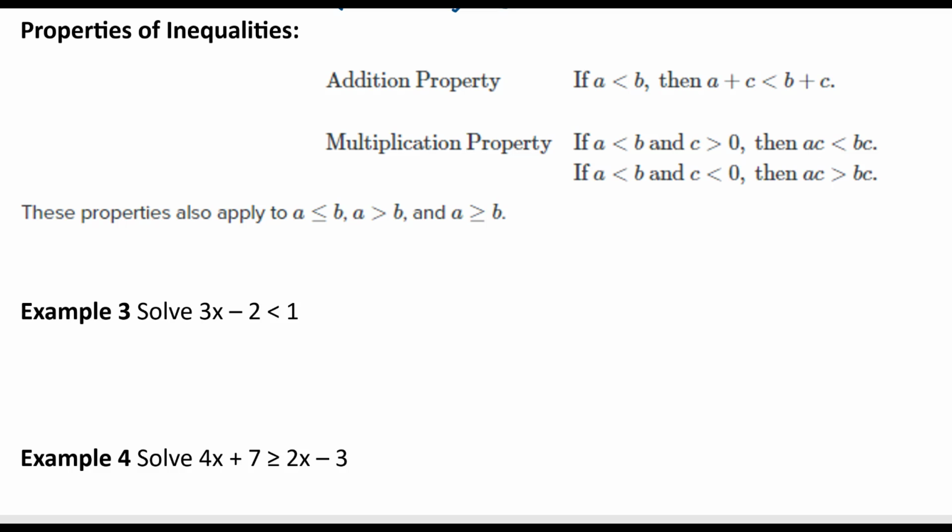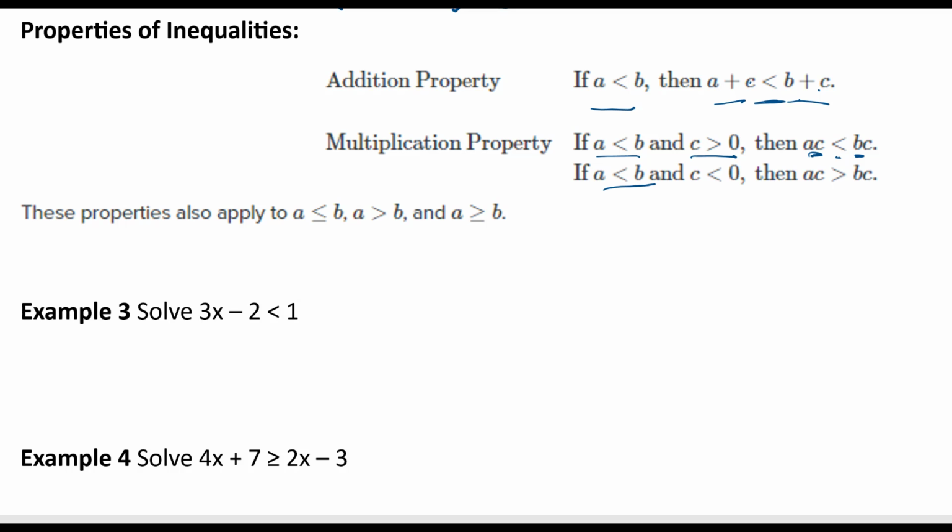Okay, moving on, we're going to talk about inequalities now. This is from 4.4. So properties of inequalities, the addition property. If A is less than B, then A plus C is less than B plus C, meaning you can add the same thing to both sides and the inequality symbol stays the same. Now the multiplication property says if A is less than B and C is positive, then multiplying both sides by the same thing keeps the inequality symbol the same.